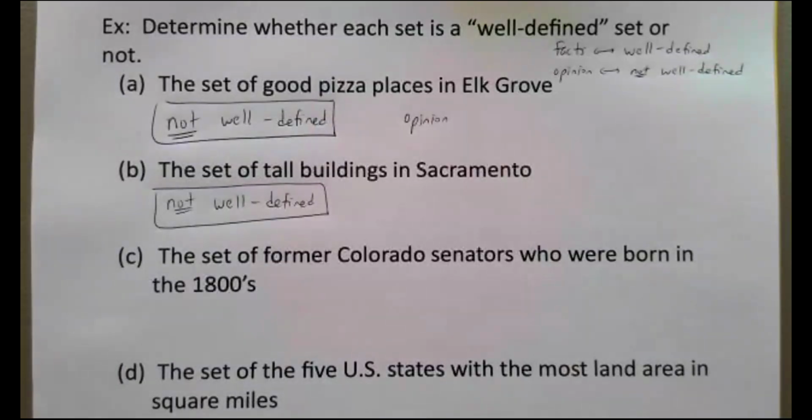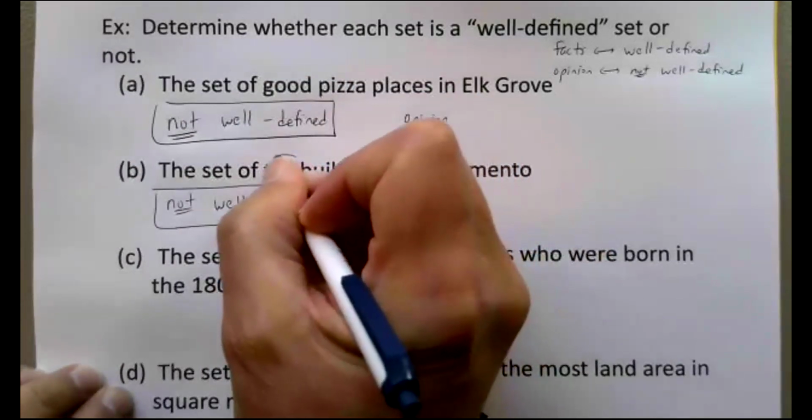The set of tall buildings in Sacramento. Well, what does that mean? I might look at a building and say, hey, that's a tall building. But you might look at the same building and say, oh, it's not tall enough for me to call it tall. It has to be taller for me to call it tall. What does the word tall mean? It means something different to everyone.